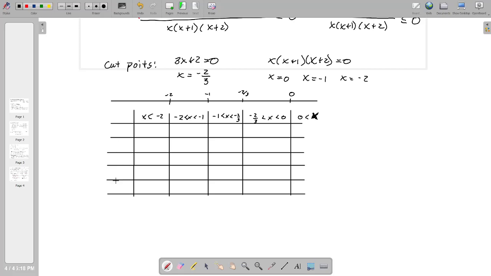And we need to write our factors here on the side. So we have 3x plus 2, that's our numerator, and then each of the factors here, x, x plus 1, and x plus 2. And then our entire quotient will go here. I'm just going to write it as p of x. And remember, p of x is equal to 3x plus 2 divided by x times x plus 1 times x plus 2.